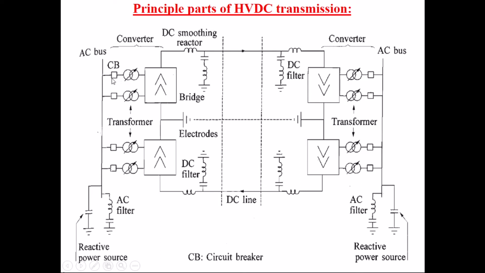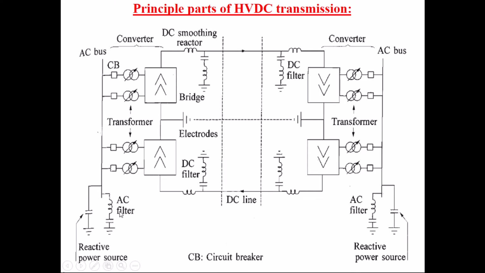Here at the AC side we require the circuit breaker for the protection of the AC system, the same way in both poles. This is one pole, this is another pole. Same way here at the AC side we require the filter, because we know that converter operation generates harmonics because of the switching of the thyristor or any switching device we use in the converter. Generally we use the thyristor. We will discuss later why we generally use the thyristor. The converter operation produces the harmonics and they are injected into the AC side. So to remove these harmonics from the AC side we require the AC filter.